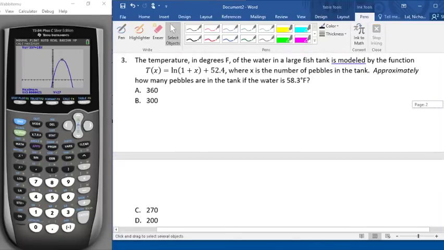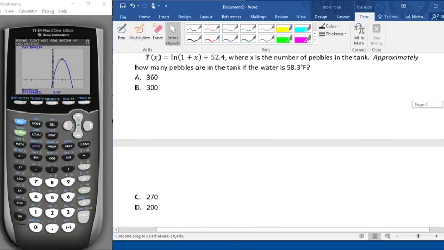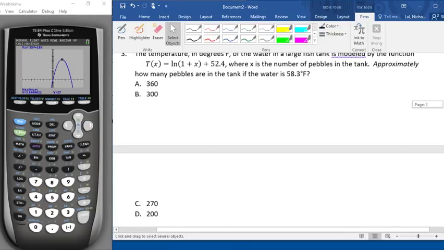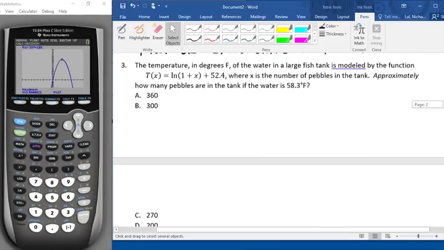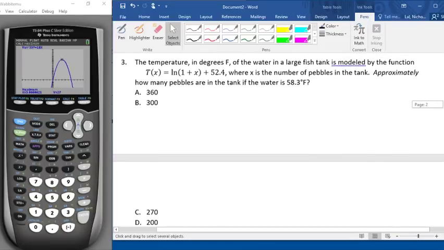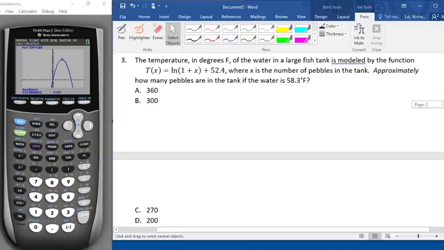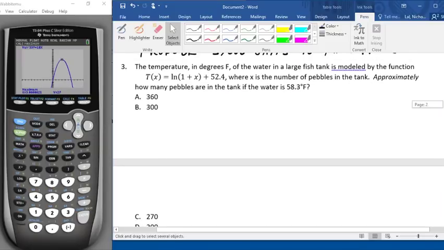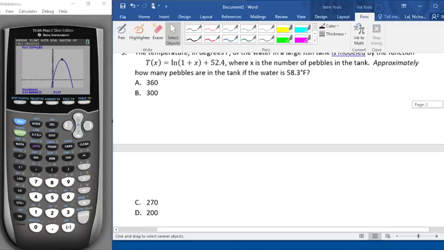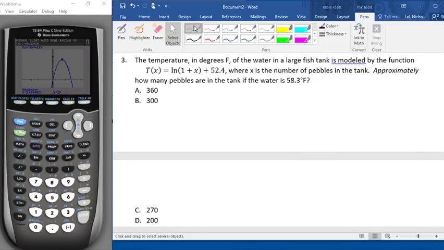The temperature in degrees Fahrenheit of the water in a large fish tank is modeled by the function T of x is equal to the natural log of 1 plus x, plus 52.4, where x is the number of pebbles in the tank. Approximately how many pebbles are in the tank if the water is 58.3 degrees Fahrenheit? So the pebbles in the tank determine the temperature, but we need to figure out how many pebbles are in the tank when the temperature is 58.3. So what we'll have to do is use the equation.